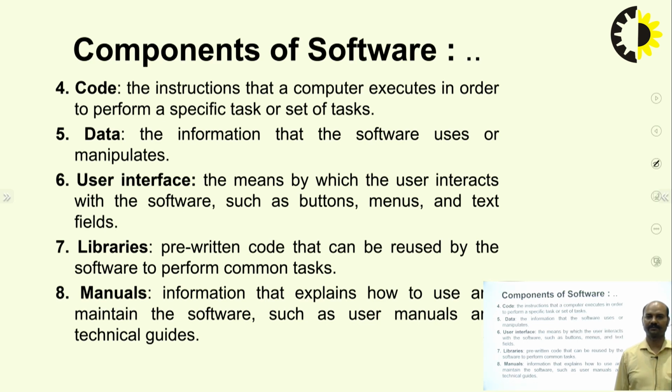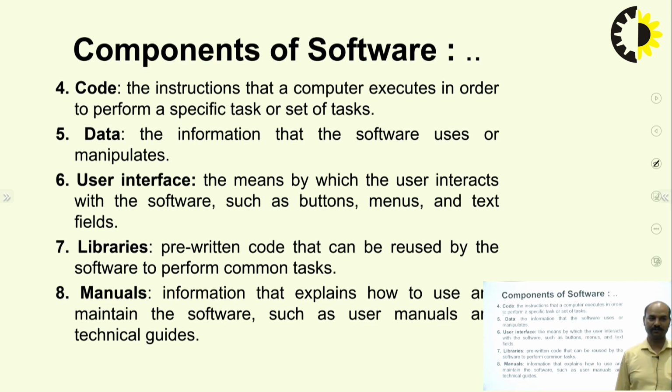And data is the information that the software user uses or manipulates, or we take some input from the databases, or from the user, whatever may be the input from the keyboard and other sources, that is treated as data. And the user interface is the means by which the user interacts with the software, such as buttons, menus and text fields, and in any form of GUI, graphical user interface. Then next is the library, that is pre-written code that can be reused by the software to perform a common task.